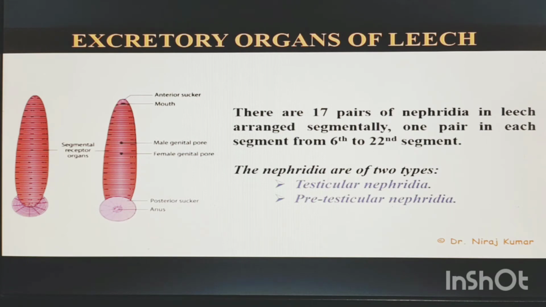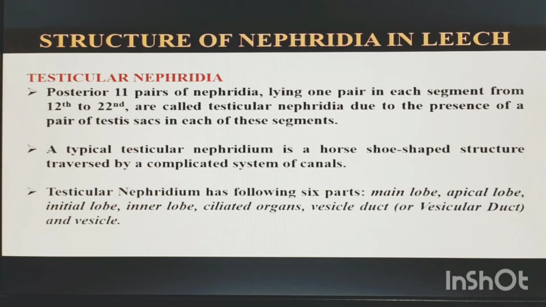Excretory organs of leech. There are 17 pairs of nephridia in leech which are arranged segmentally, one pair in each segment from the 6th to 22nd segment. The nephridia are of two types. First is testicular nephridia and second is pretesticular nephridia. What is testicular nephridia? Posterior 11 pairs of nephridia, lying one pair in each segment from 12th to 22nd, are called testicular nephridia due to the presence of a pair of testis sacs in each of these segments.